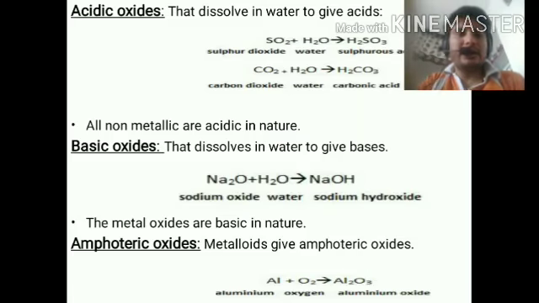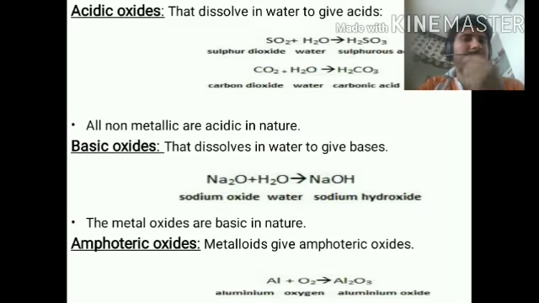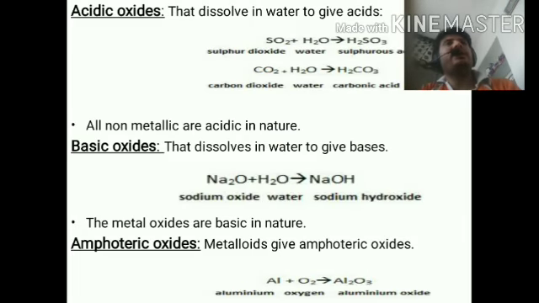Now the next term is the amphoteric oxide. I think you understand very well. Metalloids give amphoteric oxides. The oxide of a non-metal is acidic in nature, the oxide of a metal is basic in nature, and the oxide of a metalloid is amphoteric in nature. Metalloids means semiconductors, you can say.